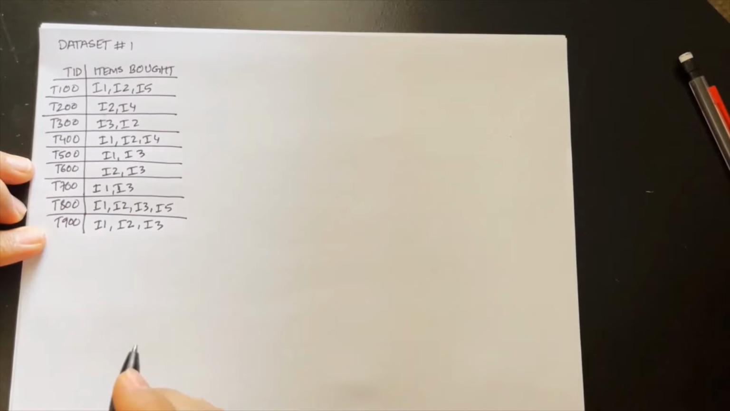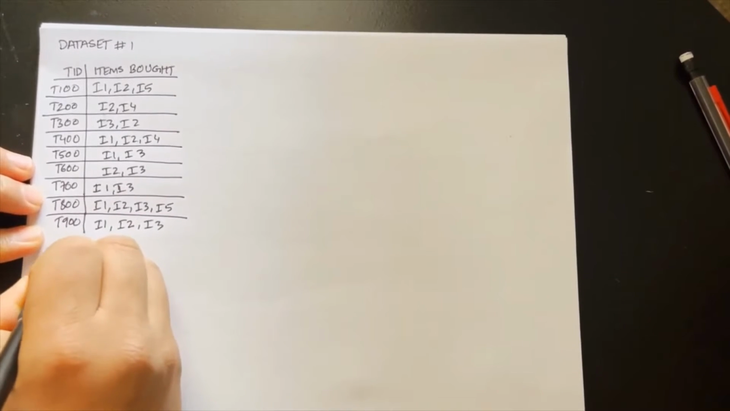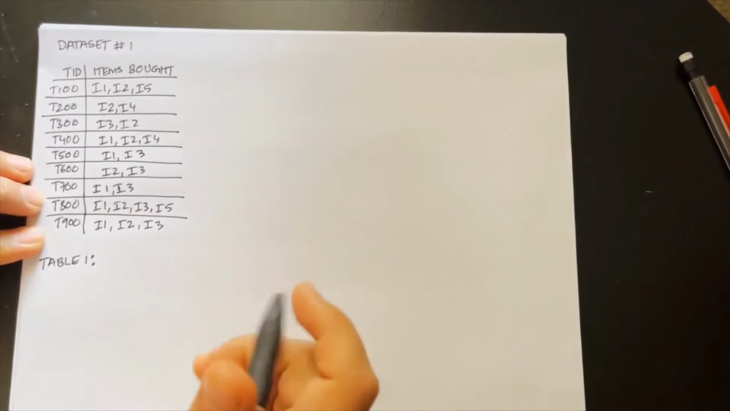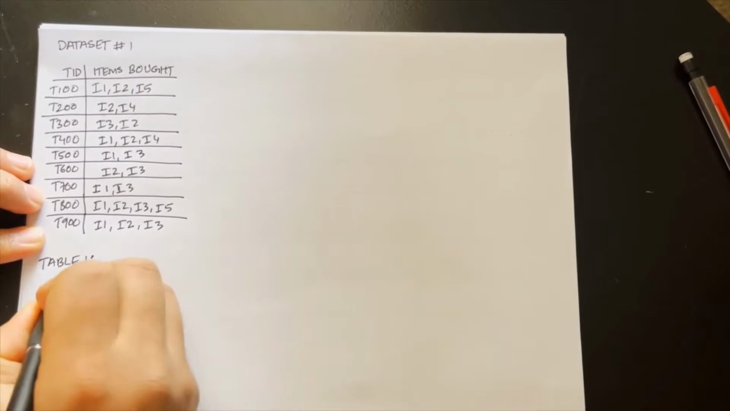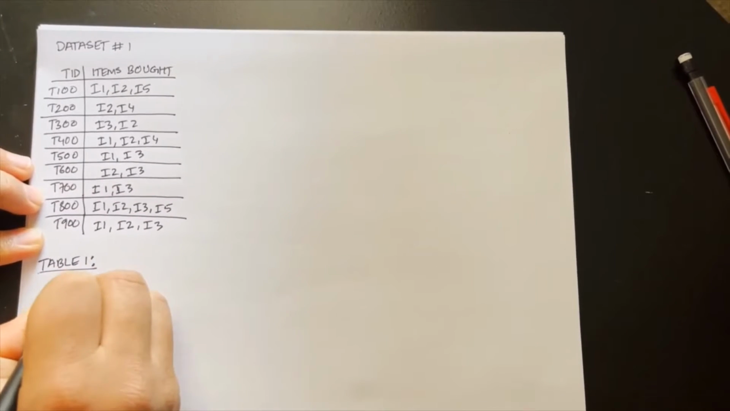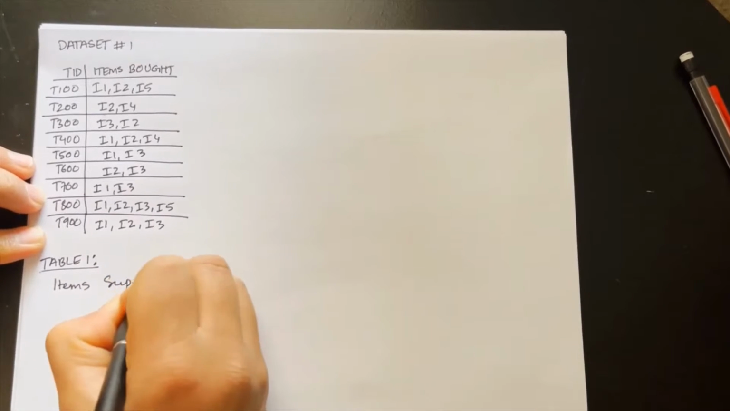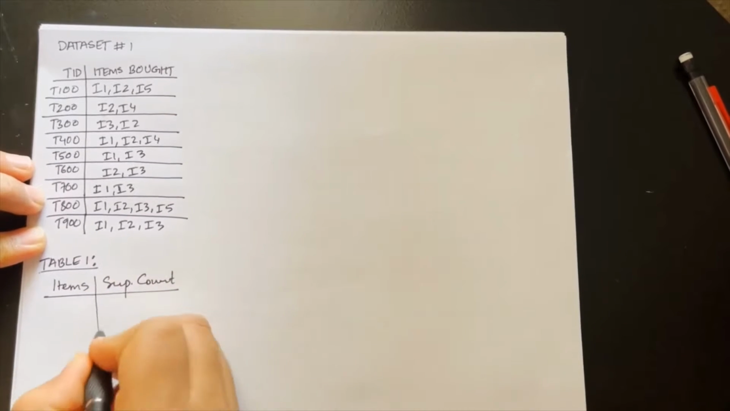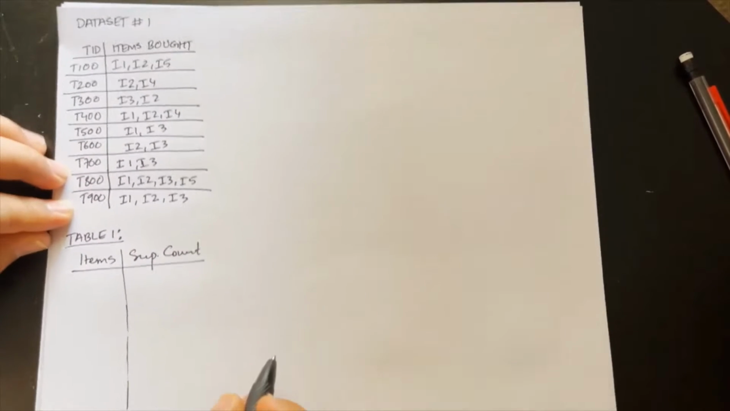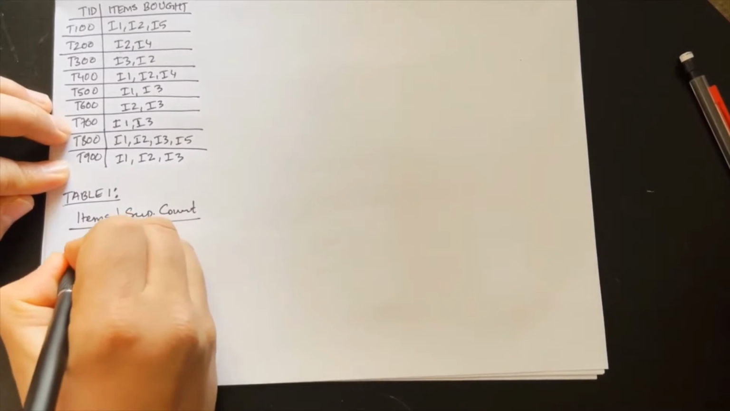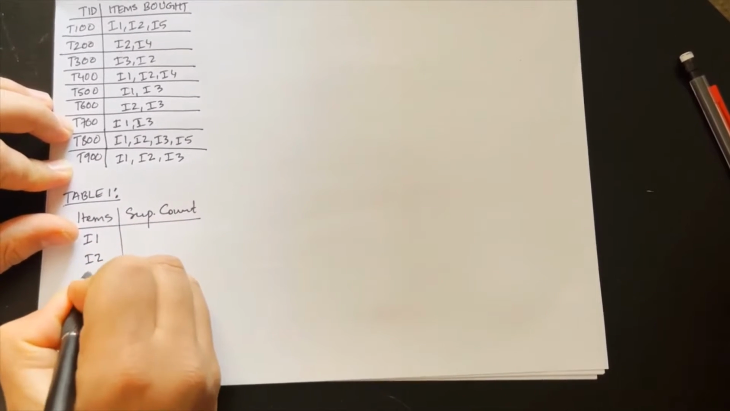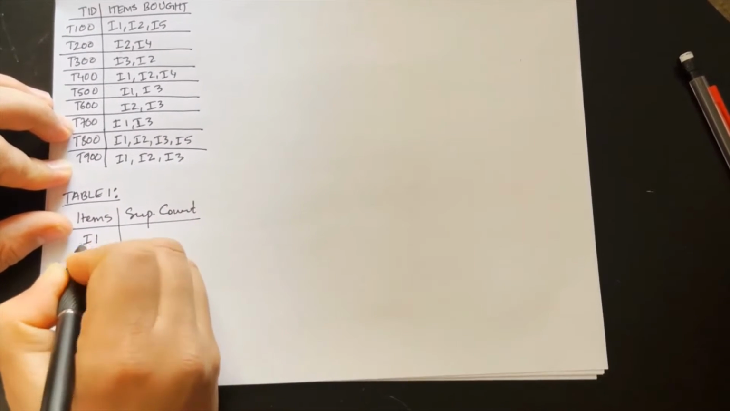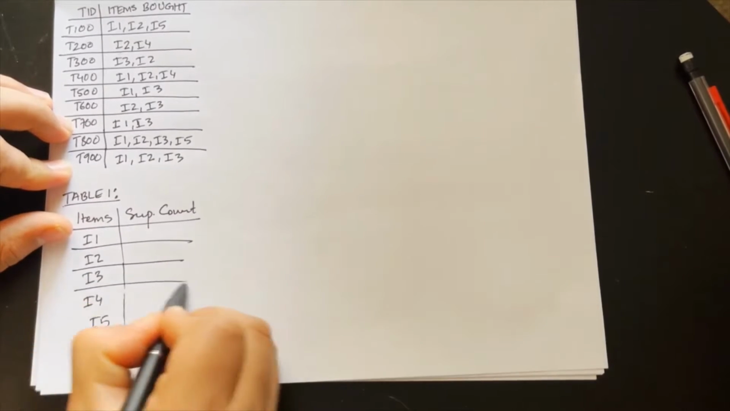Let's name it table 1, and in table 1 we enlist all the items bought with their support count. Items here, and with their support count here. The items will be I1, I2, I3, I4, and I5, and for the support count of each I have to count and write the support count.